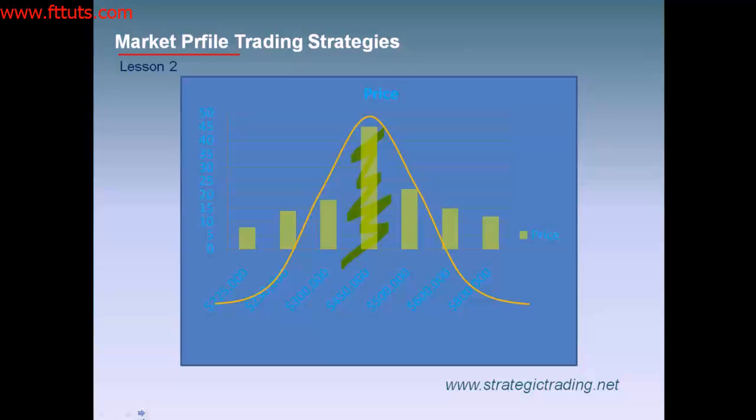Obviously, if I can find opportunities that are below value, and this is those buying tails that we were looking at earlier, those would be good buying opportunities. And similarly, if there are selling tails, those are at the extremes up here, and they're good opportunities to sell.